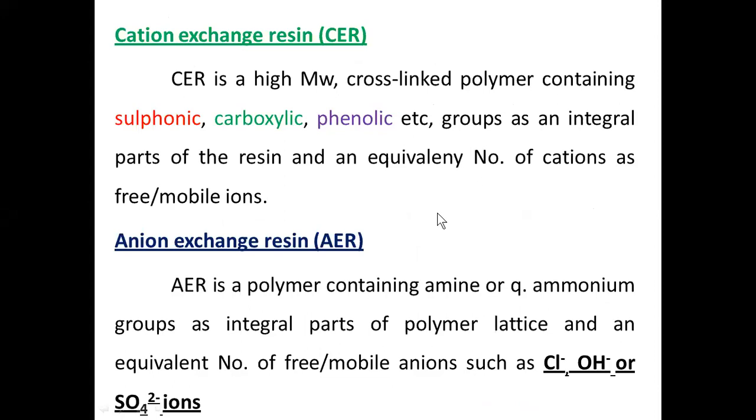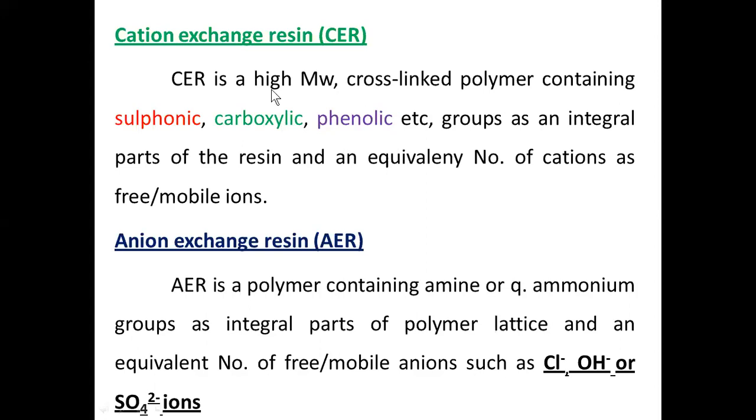Now, as per the preparation and the properties of the resins, the definitions of cation exchange and anion exchange resins can be depicted. A cation exchange resin is a high molecular weight cross-linked polymer containing sulfonic, carboxylic or phenolic groups, because these are acidic. Sulfonic acid group means SO3H, carboxylic acid group means COOH, phenolic group means OH group. So the hydrogens of SO3H, COOH and OH groups will be obtained with the positive charge, and these hydrogen ions are able to be exchanged by the positively charged species.